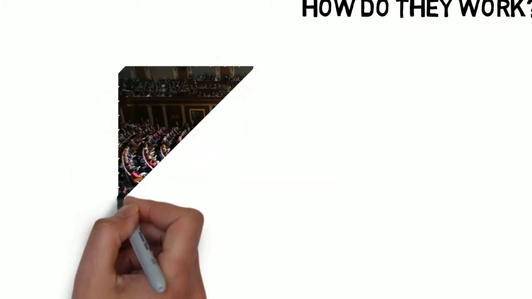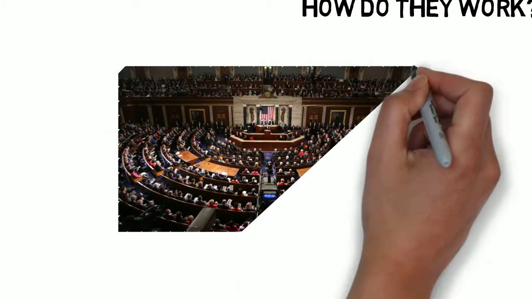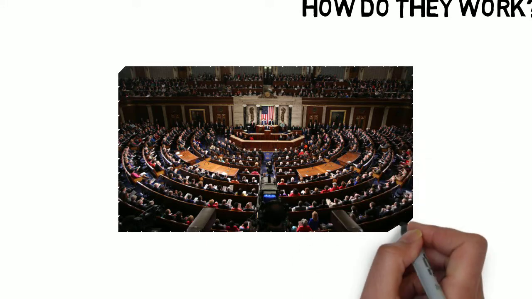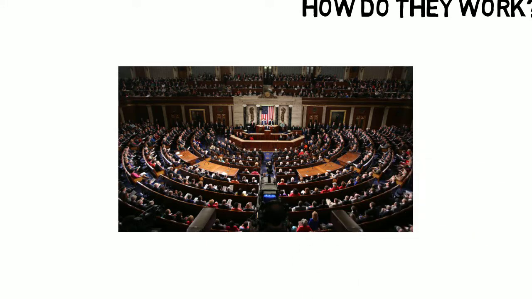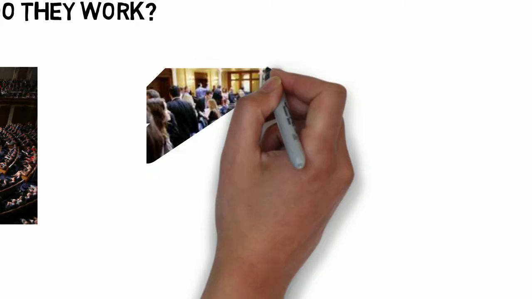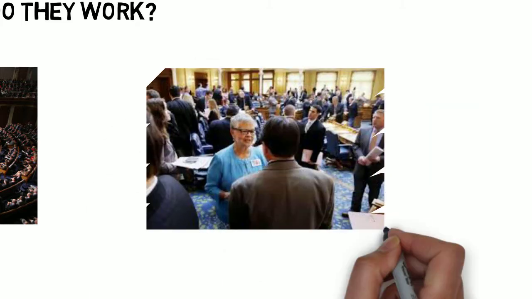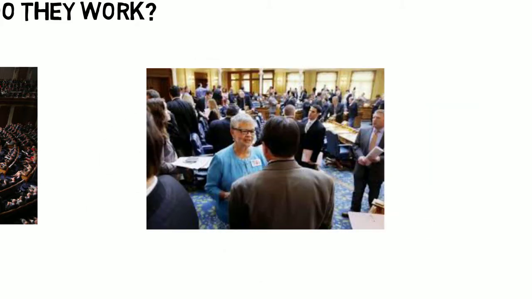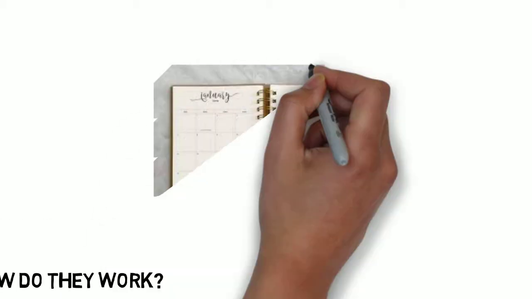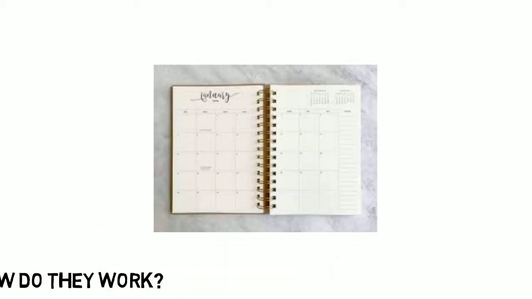How do they work? All congressional caucuses must register with the Committee on House Administration to exist. A caucus does not have a limit on how many members can join or participate. The average membership is 21 in the House and 9 in the Senate.